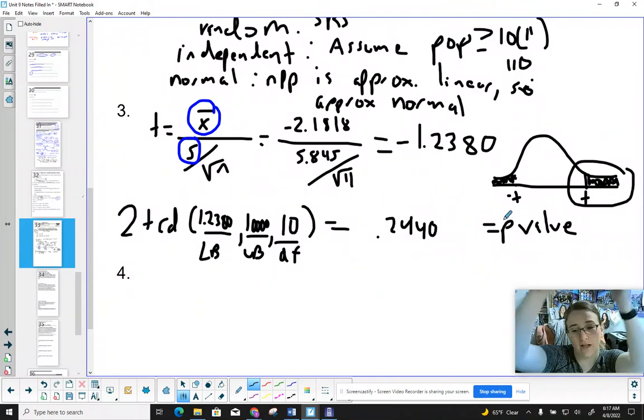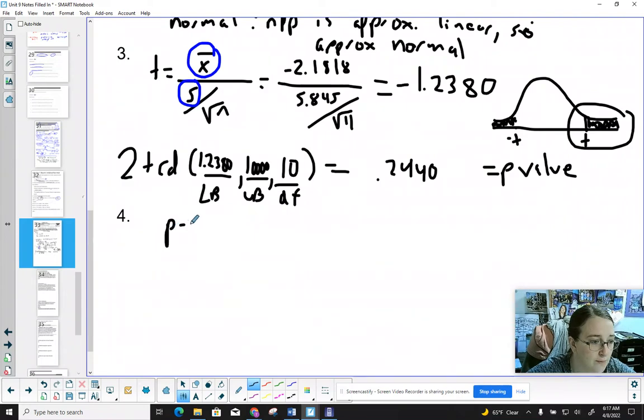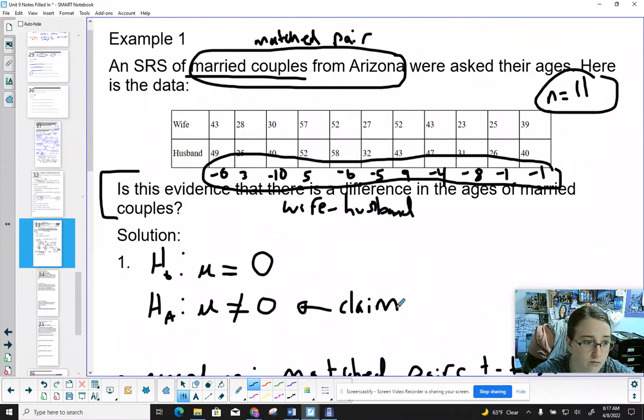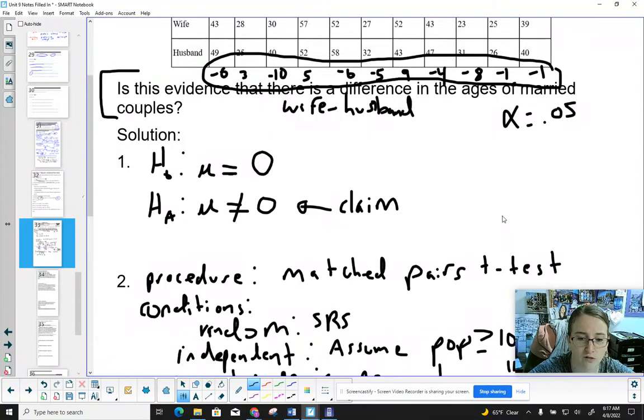Once you have your p-value, you're like, sweet, I'm at the end. The last step is to write your conclusion. So you've got p-value. You are comparing it to alpha. Take a second, look through. I just realized there, why is that left off? Is this evidence there is a difference in the ages of married couples? Let's go ahead and use an alpha of just 0.05, which is typical. I left that off there. I'll just type that. Use an alpha of 0.05.